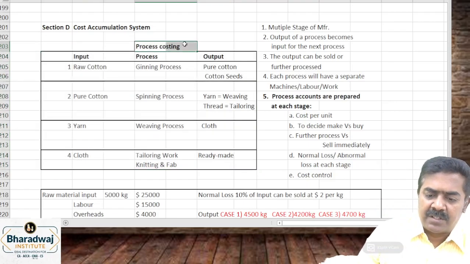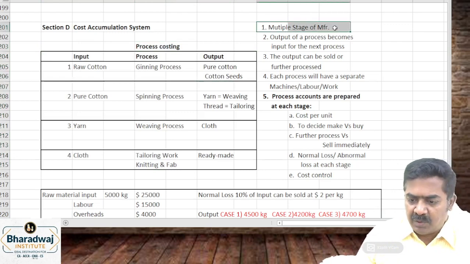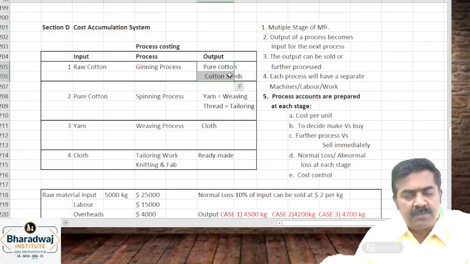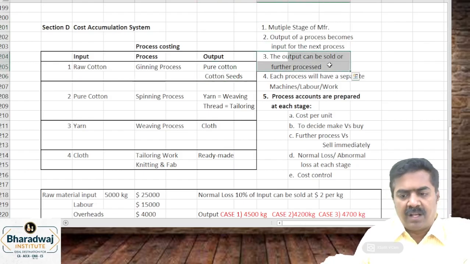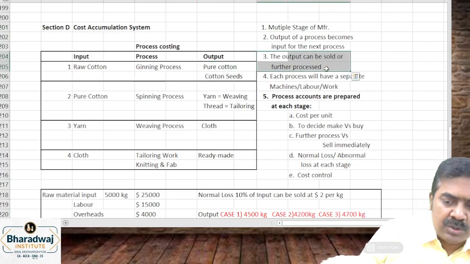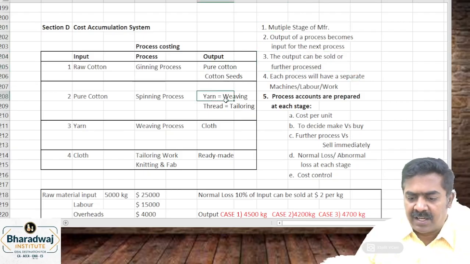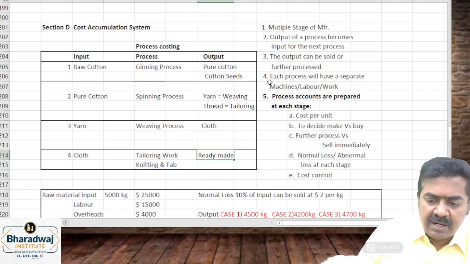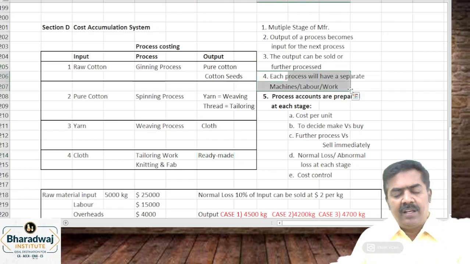Here is where the process costing method is applied. You will have multiple stages of manufacturing. The output of one process becomes the input of the next process. Then the output can be either sold or further processed. You can sell yarn, or convert it into cloth and sell, or convert it to ready-made and sell. Each process will have a separate method of work.